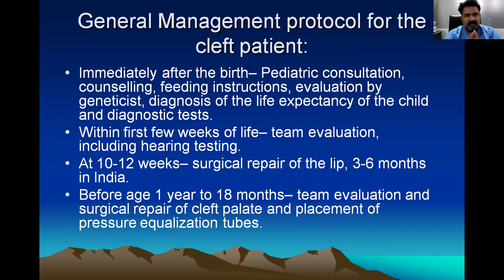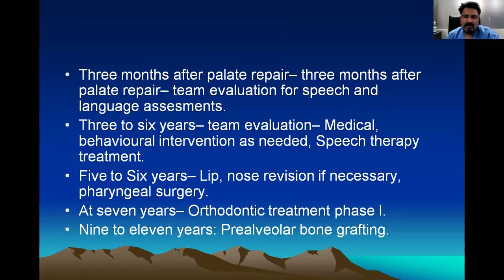Within the first few weeks of life, the entire team evaluation is done, including the hearing test. After 10 to 12 weeks, surgical repair of the lip can be done, and at 3 to 6 months they can start further steps. Before the age of 12 to 18 months, there is team evaluation, surgical repair of the cleft palate and placement of pressure equalizing tubes. Three months after the palatal repair, the team evaluation for speech and language assessment starts. And at 3 to 6 years, again team evaluation is done.